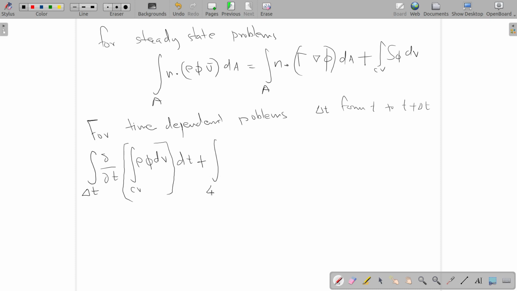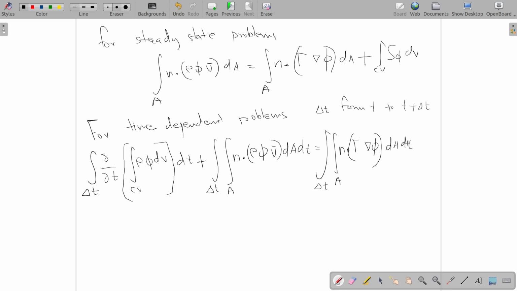The second term now will be the integral over delta t and the integral over the boundary of n dot rho phi v, dA for surface integration and dt for time integration, equal to the integral over delta t and integral over surface A of n dot gamma grad phi, integrated over surface and time, and the last term, which is the integral over delta t and the integral over the control volume of the source term s phi dV.